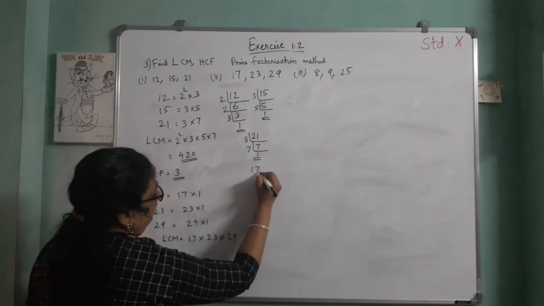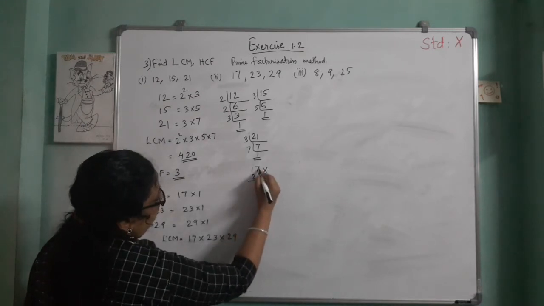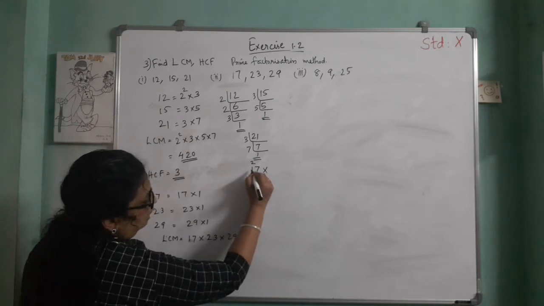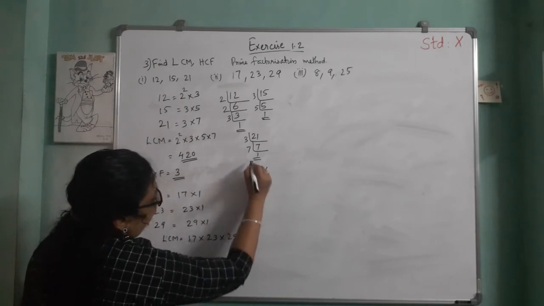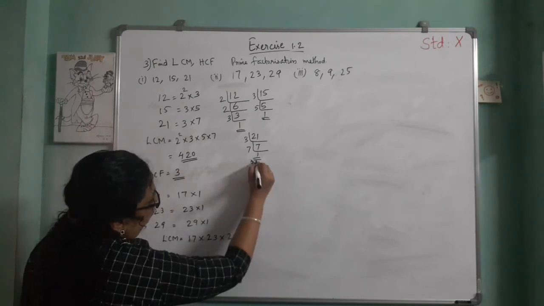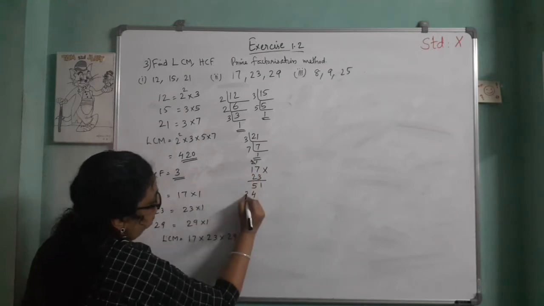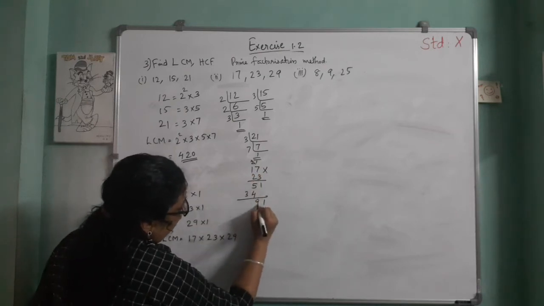So we can multiply 17 into 23. 3 sevens are 21, 2 here. 3 into 1 is 3, plus 2 is 5. Next, 2 sevens are 14, 1 here. 2 into 1 is 2, plus 1 is 3. Then 1, 5 plus 4 is 9, 3.